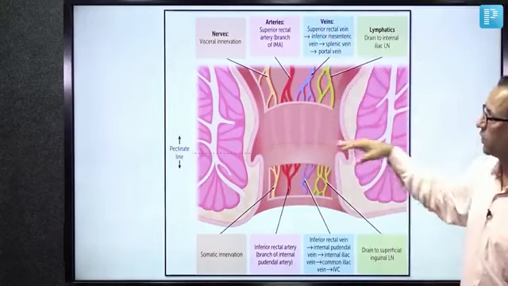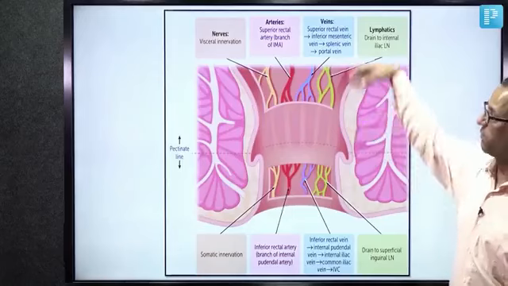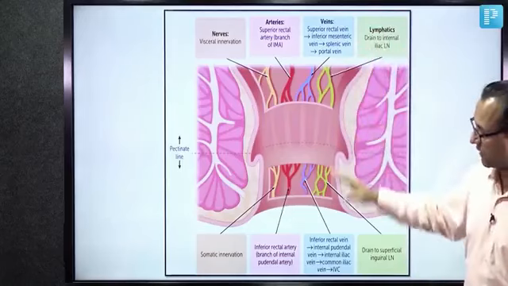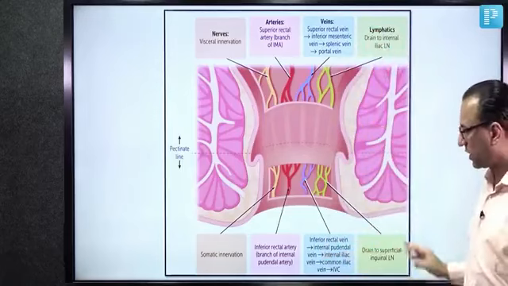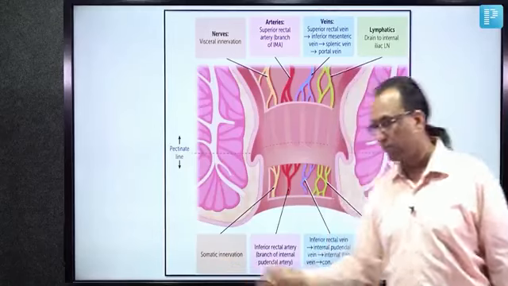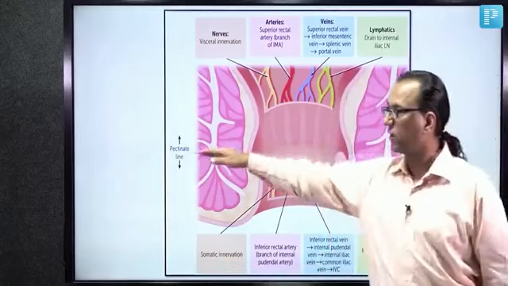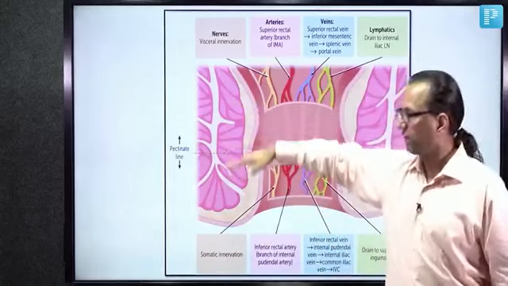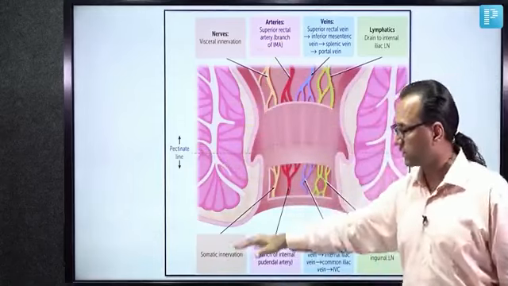And when it comes to lymphatics, you will find lymphatics above this will be draining into the internal iliac lymph nodes, but lymphatics below this dentate line will be draining into the superficial inguinal lymph nodes. Let us look at all these things in detail now. But remember, this pectinate line or dentate line is the junction between two areas having different neurovascular bundles.